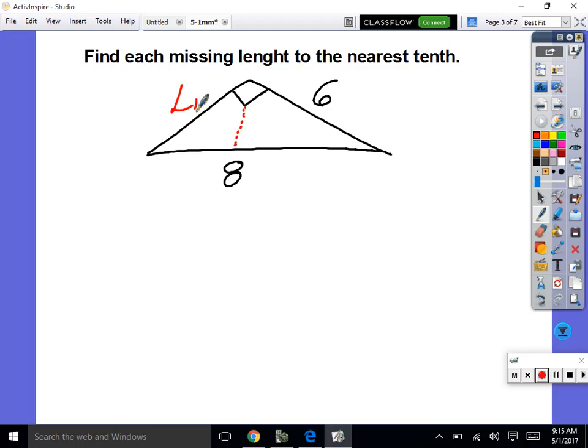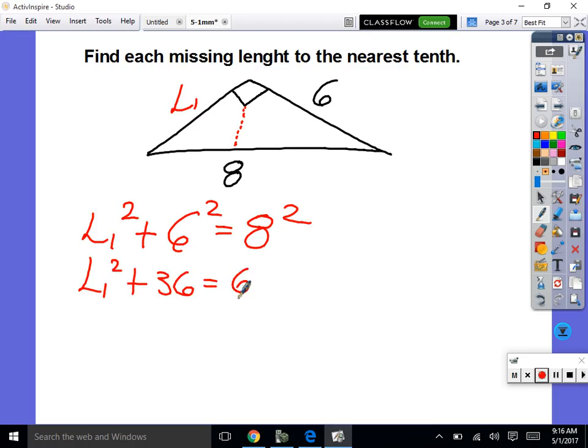Maybe I'll just call it leg 1. So I have to set up a true statement. Leg 1 squared plus the other leg squared equals 8 squared. And now you're solving for leg 1 using algebra. So you would have leg 1 squared plus 36 equals 64. So 64 minus 36 is 28. Leg 1 squared equals 28. We're not done. And then we would break this down.